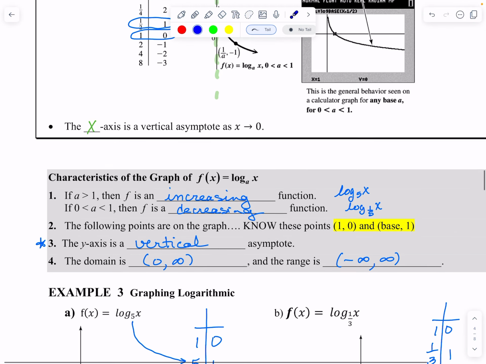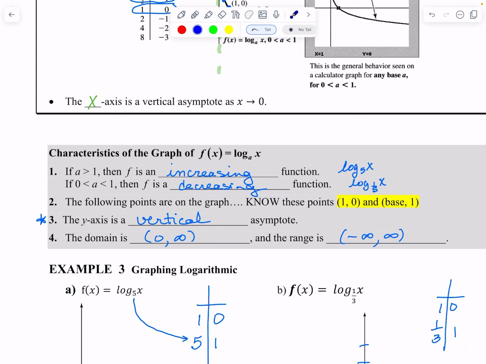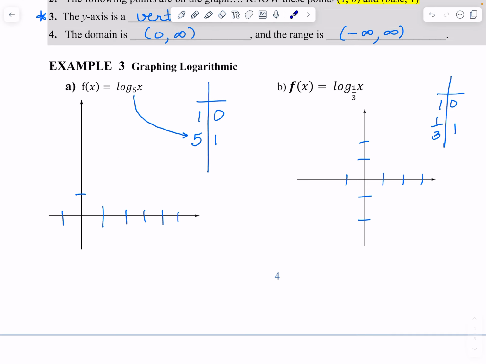So let's practice a few. We talked about how when your base for your logarithm is bigger than 1, this is going to be an increasing function. When it is a fraction between 0 and 1, it's going to be a decreasing function. So let's just graph some. But the minute you see a logarithm, if you aren't shifting it right or left, you need to go ahead and draw that vertical asymptote, because again, that's what everybody misses.